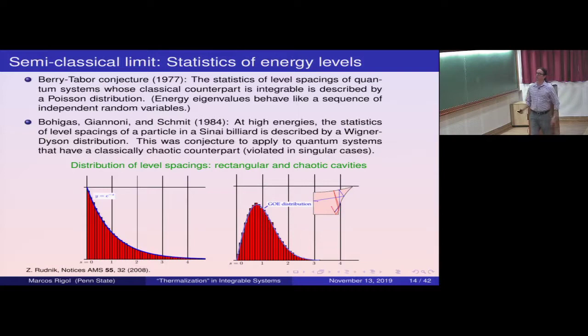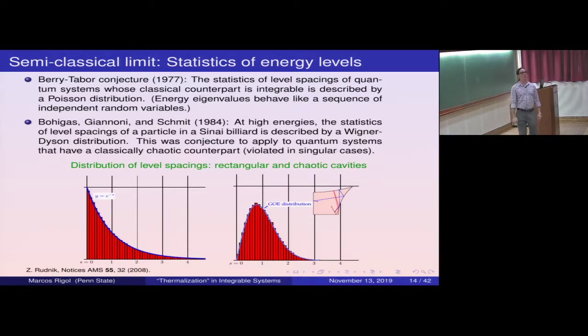Now these are two billiards. This is a rectangular billiard, and you see at high energies just a beautiful Poisson distribution. And if you have this chaotic billiard, you have this beautiful Wigner-Dyson distribution, right? You see, this distribution is really non-trivial because it tells you that you have level repulsion. So you don't have levels very close to each other.